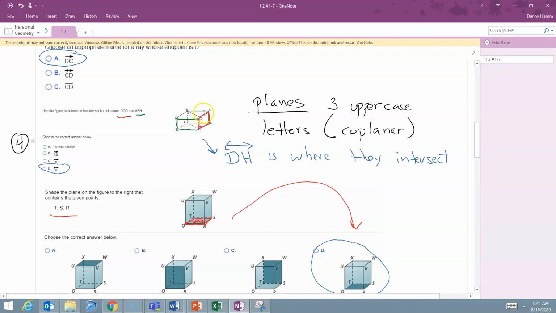And so even though we could say that, oh, this is a line segment, I shouldn't have arrows on it, we have to keep in mind that these are going on forever unless indicated otherwise. So D and H is where they overlap or where they intersect, and this is the correct way to identify that.